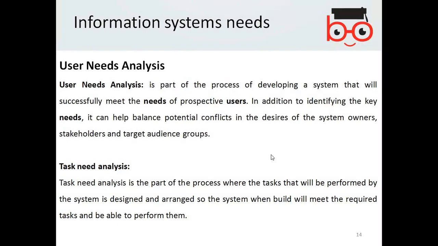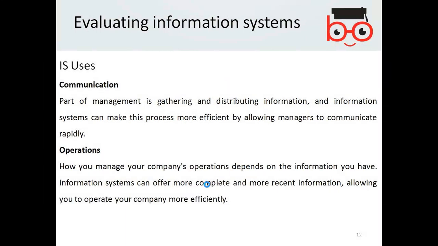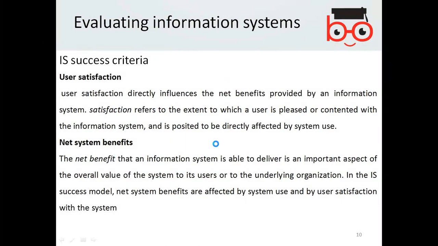So, this was about the system information needs. The user needs and the task needs should be very well analyzed. Uses are much more obvious. The integration is important so that you can integrate the system at the best level in order to produce a useful system.